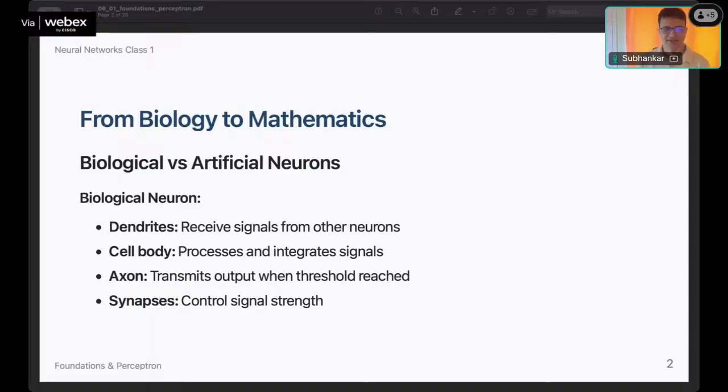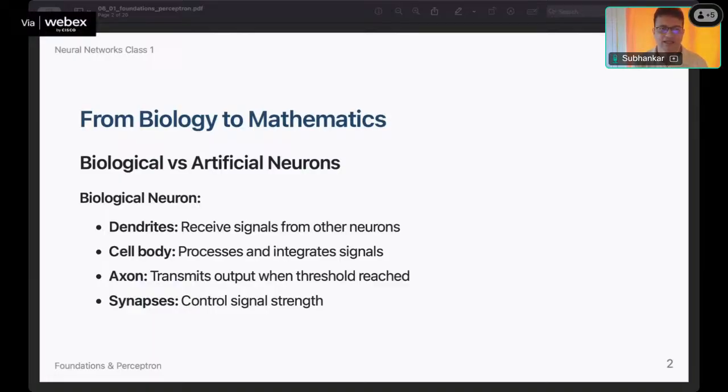So then, how does a biological neuron look? There are dendrites, the stems that come out of it; it looks like a tree and a flower. I hope you remember your biology lessons. Dendrites are where they receive the signals from other neurons. The cell body is where we process and integrate the other signals. The axon is where we transmit our output. And synapses are how we control the signal strength.